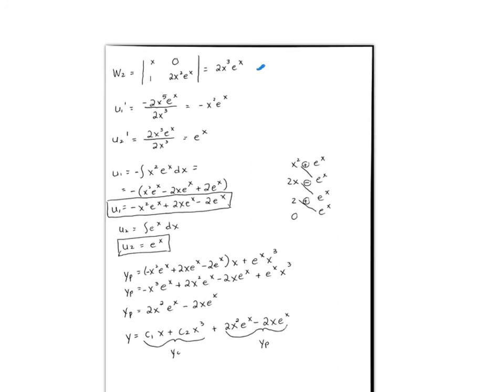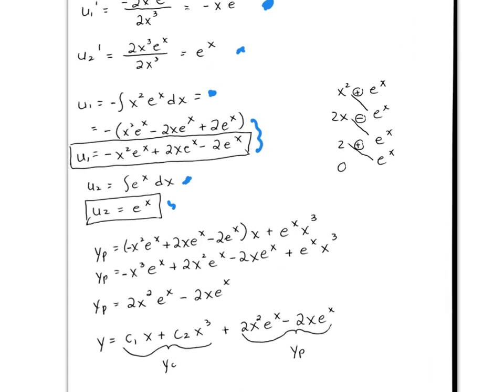u sub 1 prime is my W sub 1 over W. Simplified and got that. u sub 2 prime, W2 over W, e to the x. I integrated my u sub 1 prime and my u sub 2 prime. You can follow the integration. And then I wrote my y sub p. This is u sub 1 times x, from your y sub c. And this is u sub 2 times x cubed, that came from your y sub c. Simplified. My final solution is my y sub c plus my y sub p.